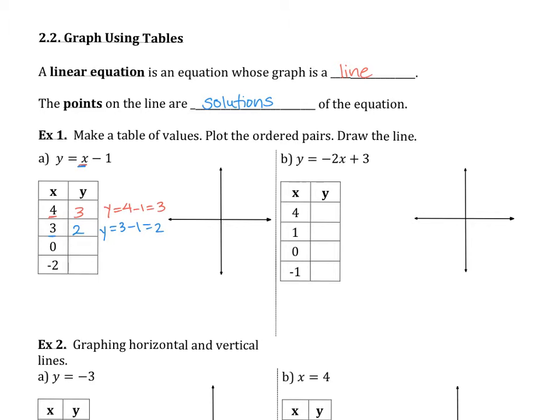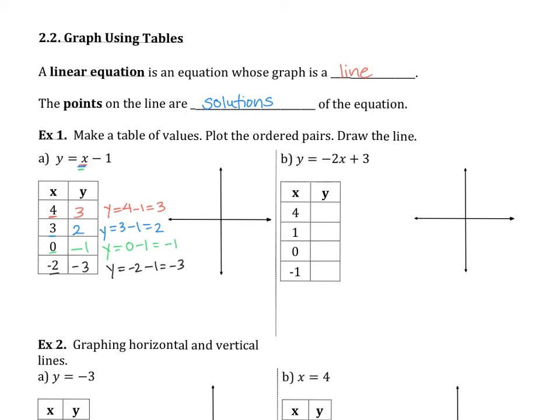I'm going to go to the next one. Now they tell me x is 0, so I'm going to plug 0 in here. 0 minus 1 is negative 1. And now I'm going to plug in negative 2, so I'm going to get negative 3. I'm going to fill out the other table first, and then I'm going to go back and graph this.